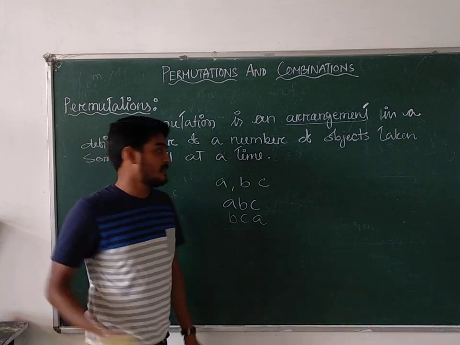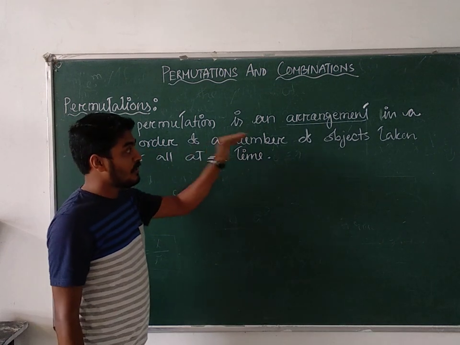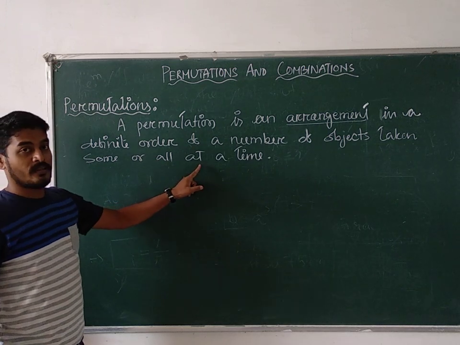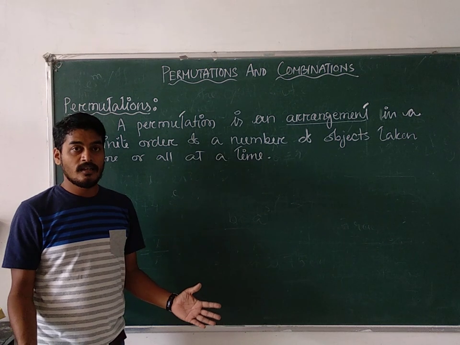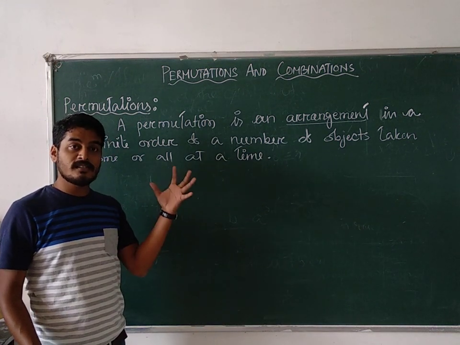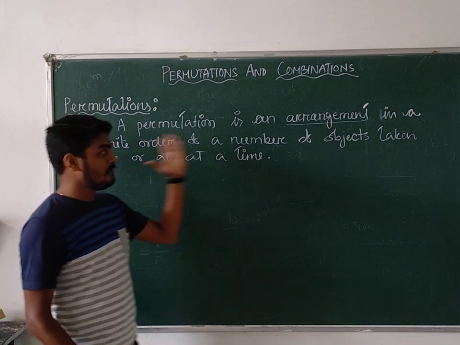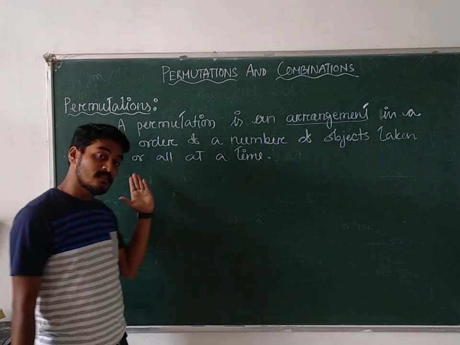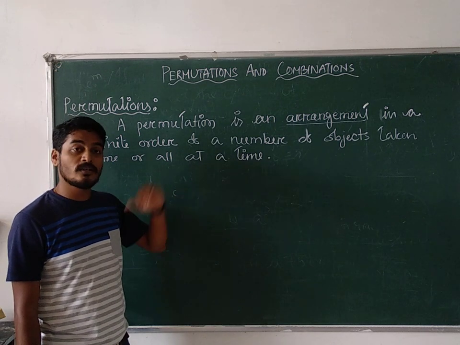So this is the basic concept, that is, permutation is an arrangement in a definite order of a number of objects taken some or all at a time. Suppose 5 objects are given. Already we have explained so many questions. Out of 5 objects, you have to consider 3 to have an arrangement. So whenever a definite number of objects are there, and out of all those objects you take some or all of them to have a new arrangement, it is called a permutation.